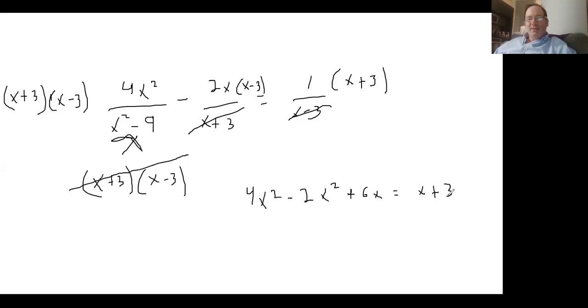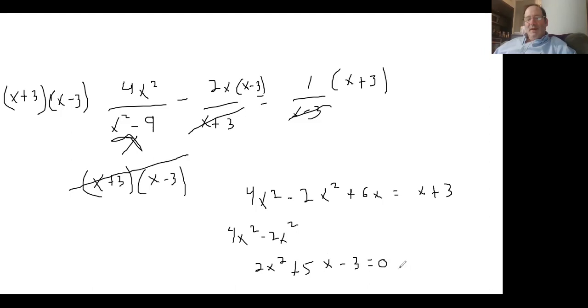Now I just combine like terms, moving the expressions on the right to the left side. I get 4x squared minus 2x squared, and I combine those two to get 2x squared. Then I bring the x over to the other side, it becomes negative x, so I get plus 5x. And then I get minus 3. Then I set this equal to 0.